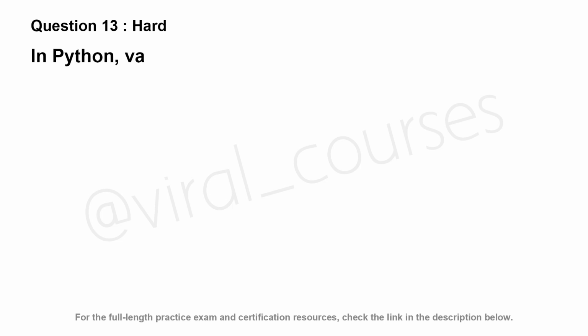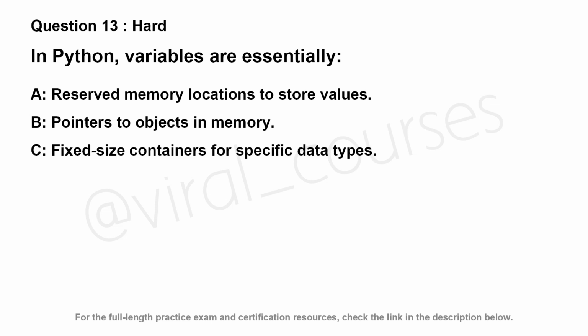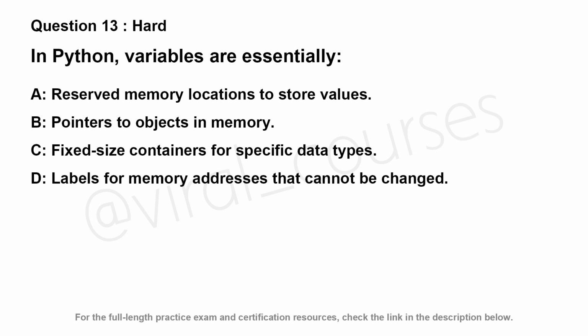In Python, variables are essentially: Option A, reserved memory locations to store values. Option B, pointers to objects in memory. Option C, fixed size containers for specific data types. Option D, labels for memory addresses that cannot be changed.